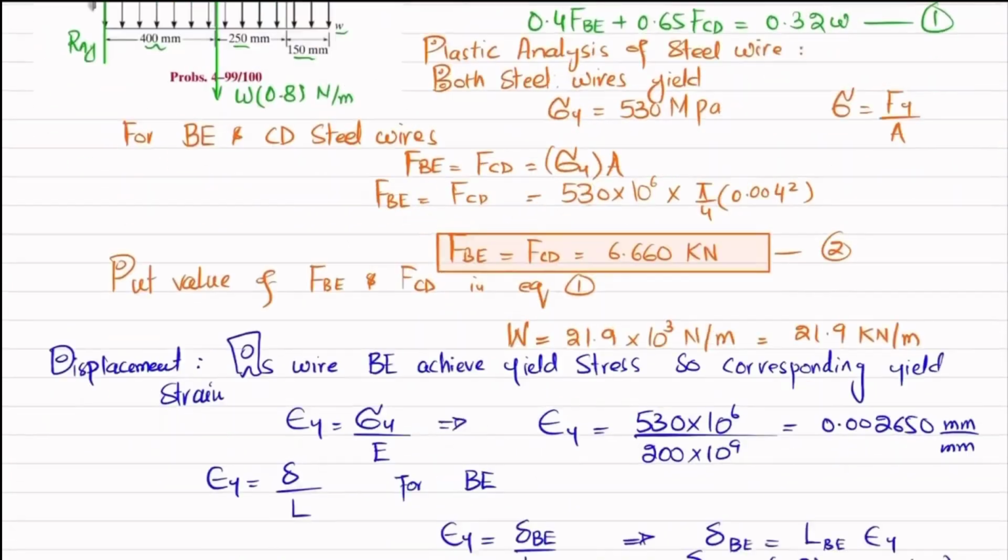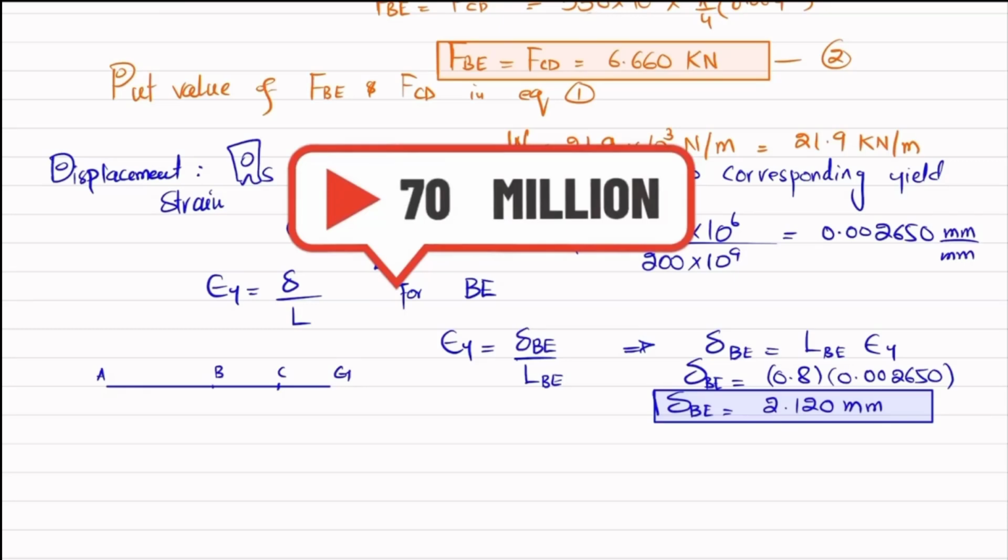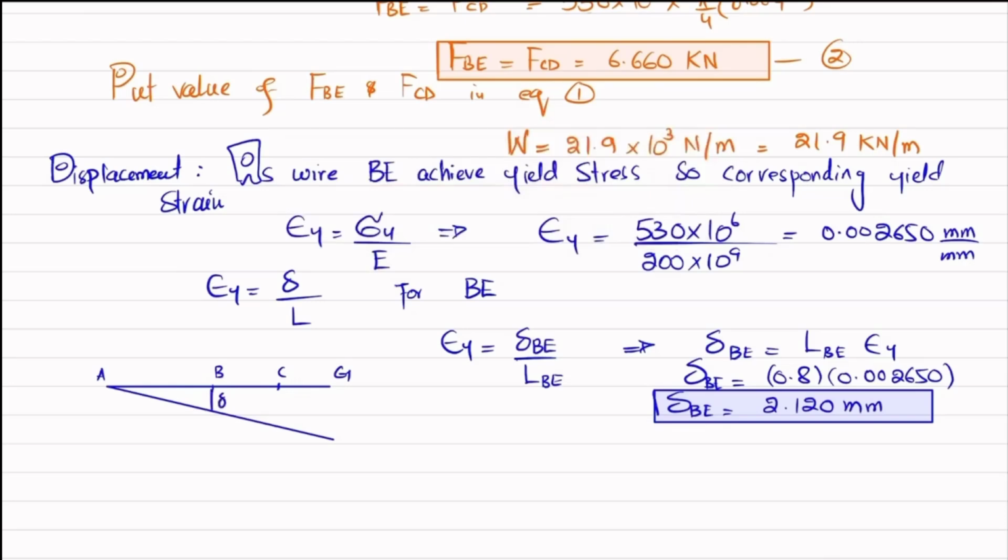Again, you can see that initially this beam was like this, clear? And due to the loading, this is your point A, this is your point B, this was your point C, and this is your point G. Due to the loading, the beam will go like this. This will be the change in length of BE, delta BE. This will be the change in length delta CD, and this will be delta G, the displacement of point G. We know that the distance between A and B was 400 millimeter, which is 0.4 meter, the distance between B and C was 0.25 meter, and the distance from C to G is 0.15 meter.